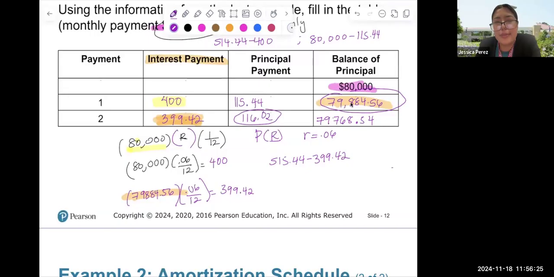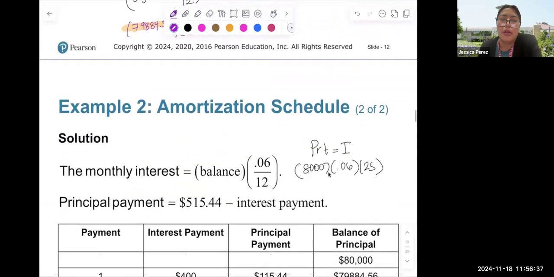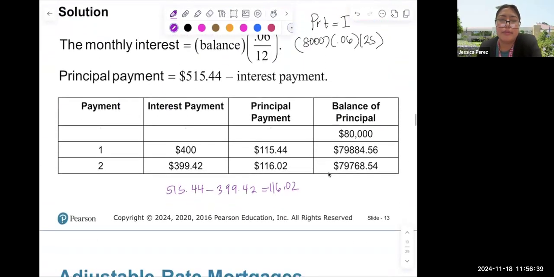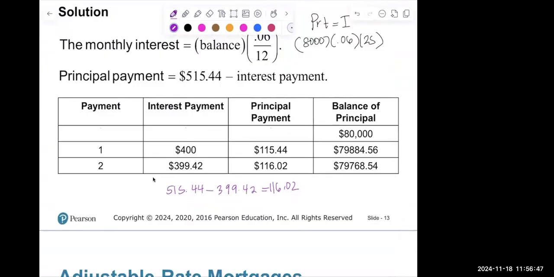Then I would do the same thing for the third month. For the third payment, I would take this value, multiply by 0.06 over 12, get this interest, and subtract it from the 515.44. So there it is, and that's the solution that we got. We're following that formula all over again.